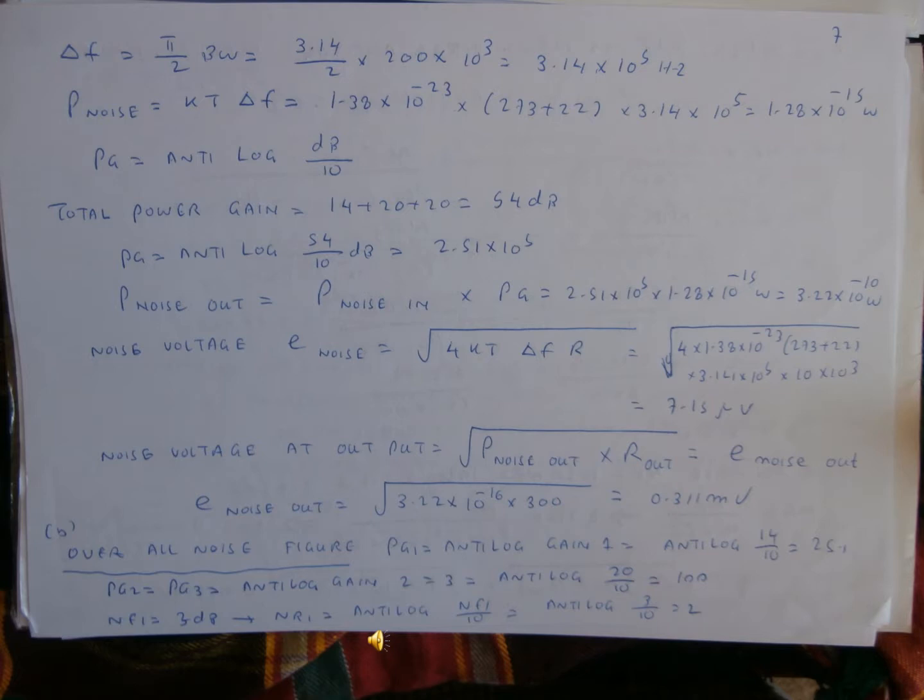The power in the noise output equals the power in the noise input multiplied by PG. So 2.51 multiplied by 10 power 5 multiplied by 1.28 multiplied by 10 power minus 15 watt. So you get 3.22 multiplied by 10 power minus 10 watt.